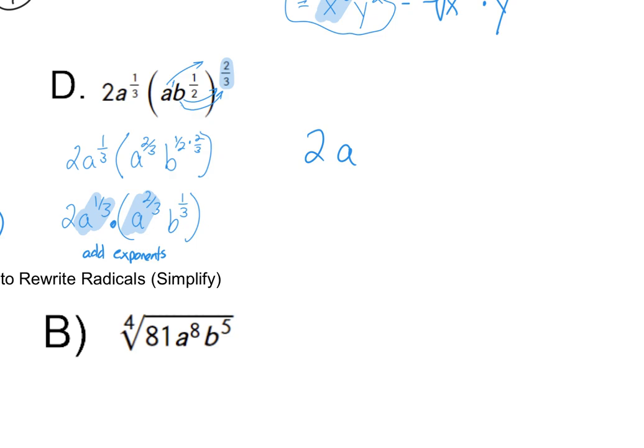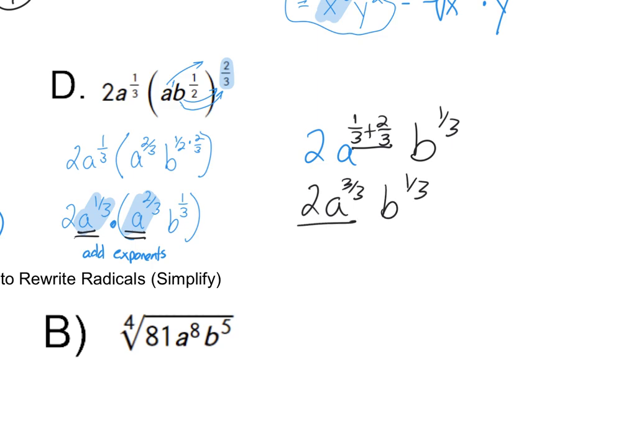Now those A's can be brought together if you add the exponents, and the B remains B to the 1/3. When I add 1/3 and 2/3, I get 3/3. So my final answer, A to the 3/3 is 1, so 2A to the 1st, 1/3 is a cube root. So I'm going to multiply that times the cube root of B, B to the 1/3.